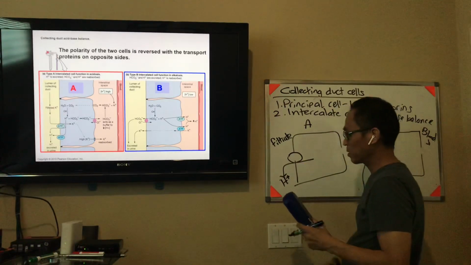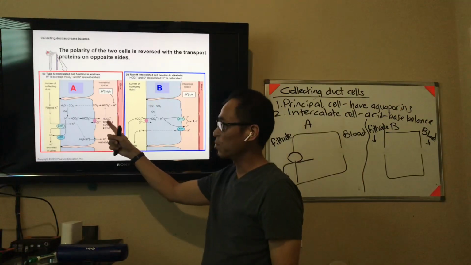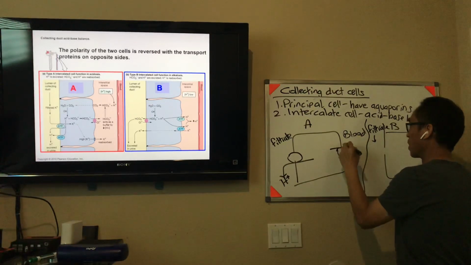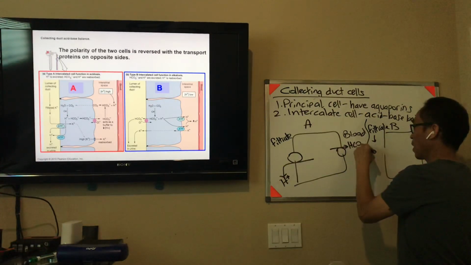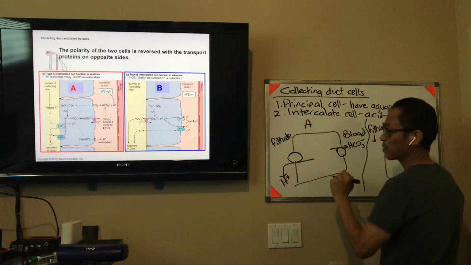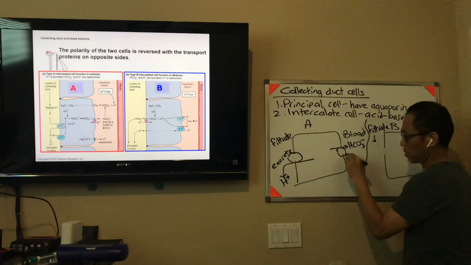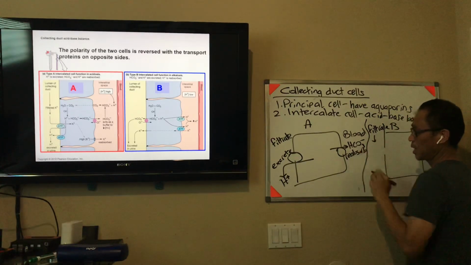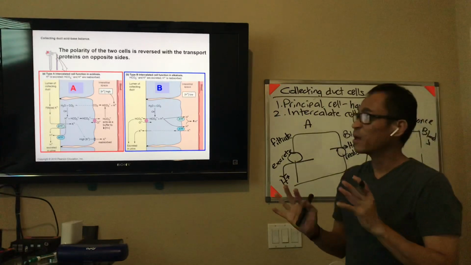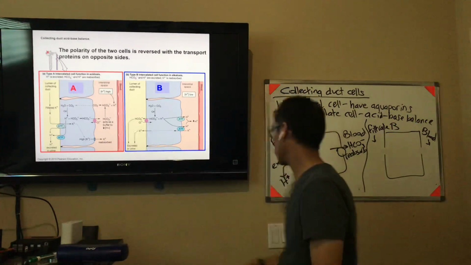So you excrete the proton, and on the other side, you reabsorb the base. You pump out the bicarb on the other side. So you reabsorb, excrete, correct? So what is that going to do when you excrete the acid, reabsorb the base? That'll help compensate for acidosis. So these cells function in acidosis, okay?